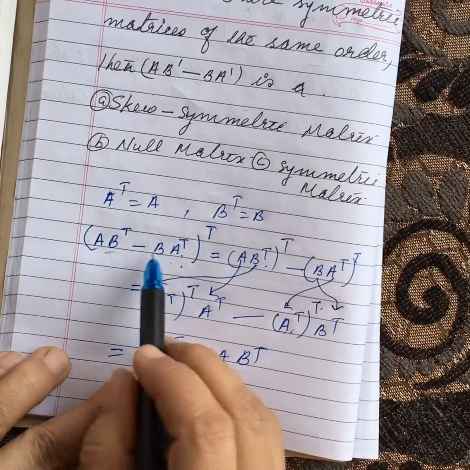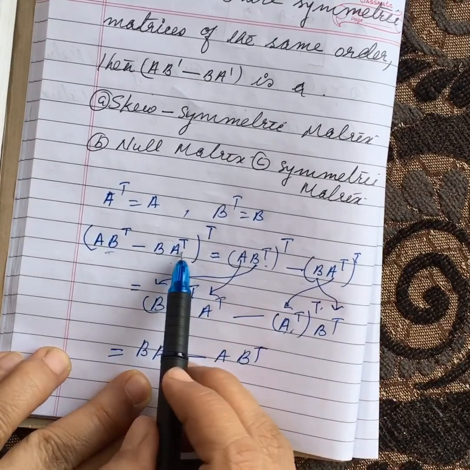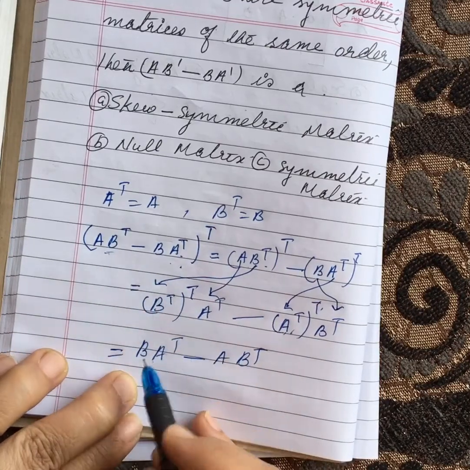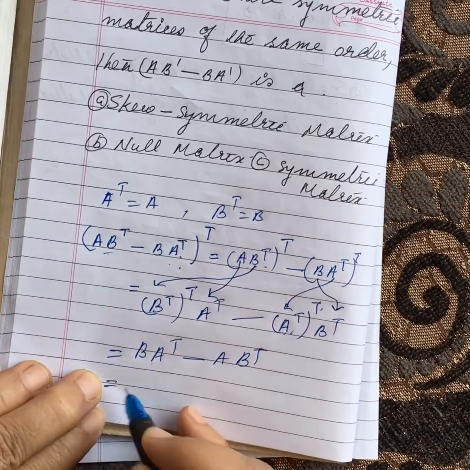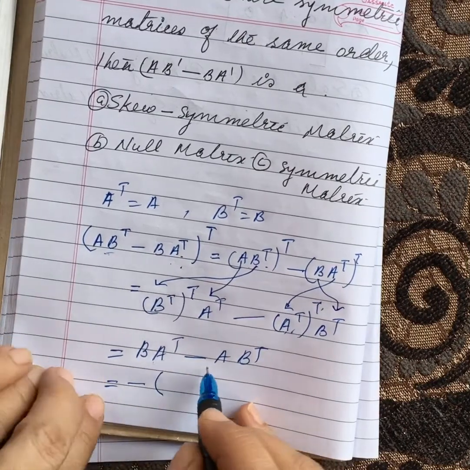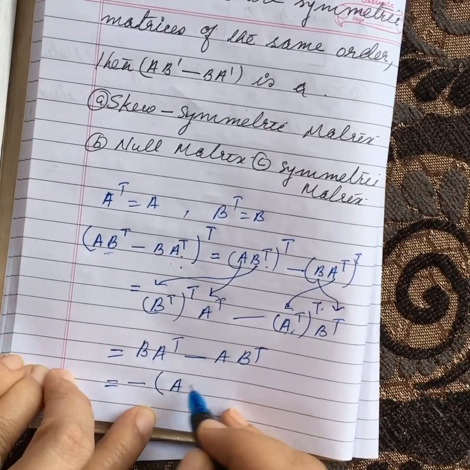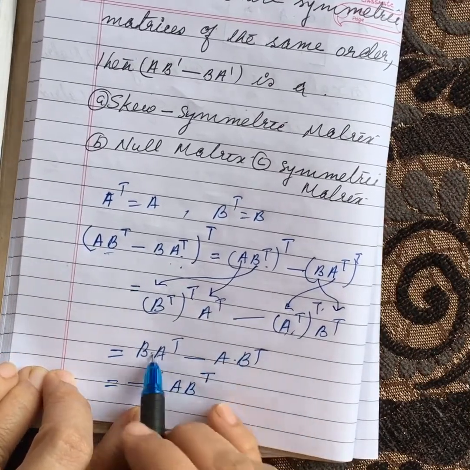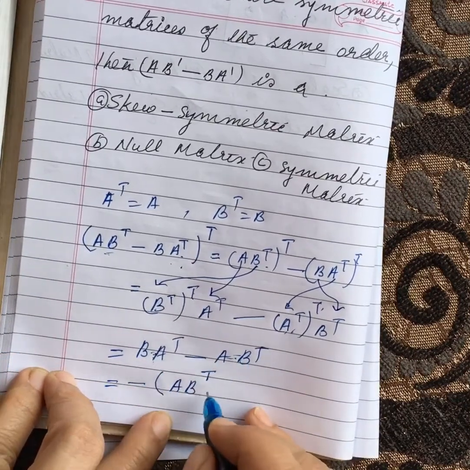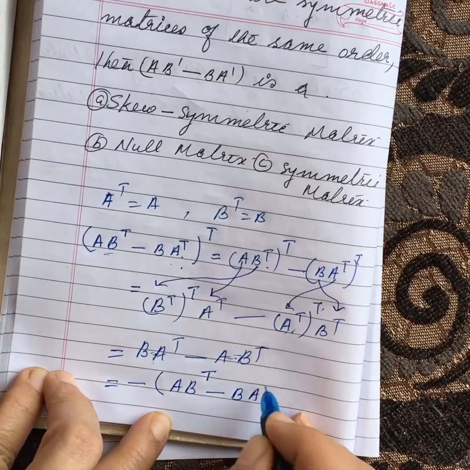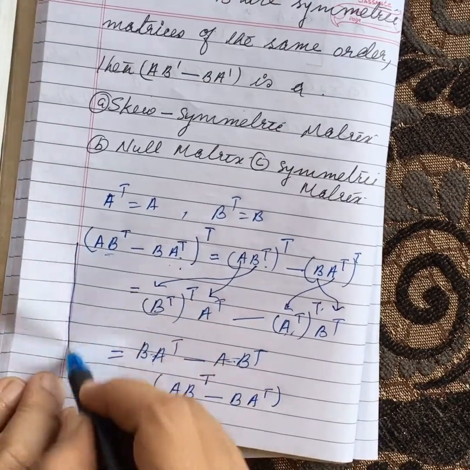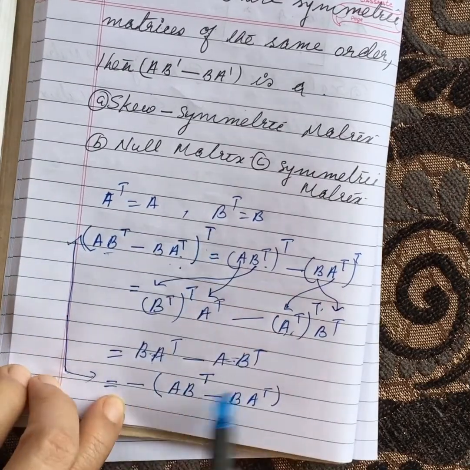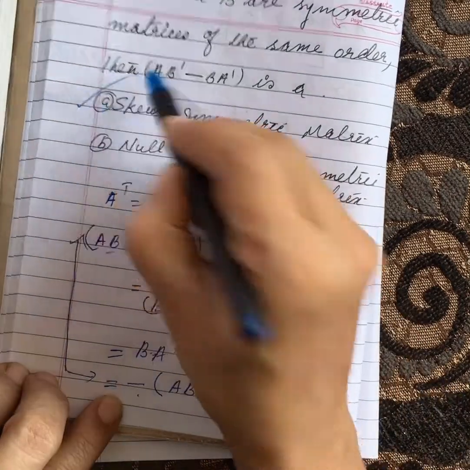Now you start comparing this. Here BA transpose is in the second term, here it is the first term. So to compare with it, take the second term with minus. Take one minus outside so that this becomes plus. You can write it as the first one because addition is commutative. So AB transpose minus BA transpose. So while you compare these two, the transpose of this matrix is minus of the matrix, so it is skew symmetric.